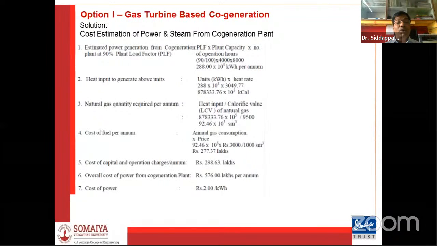Then the overall cost is the cost of capital plus the cost of the fuel. We'll get 576. For the cost of power, I know the total power requirement is 4,000 kilowatts for 8,000 hours. Dividing 576 by that gives me roughly 1.83, and he has rounded it up to 2 rupees per kilowatt hour.